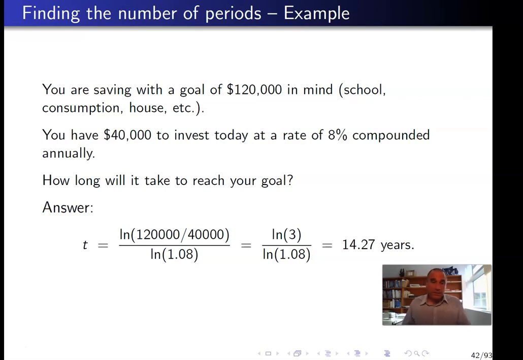So T is the log of goal divided by initial investment, divided by the log of 1 plus the interest rate. So, 14.27 years.